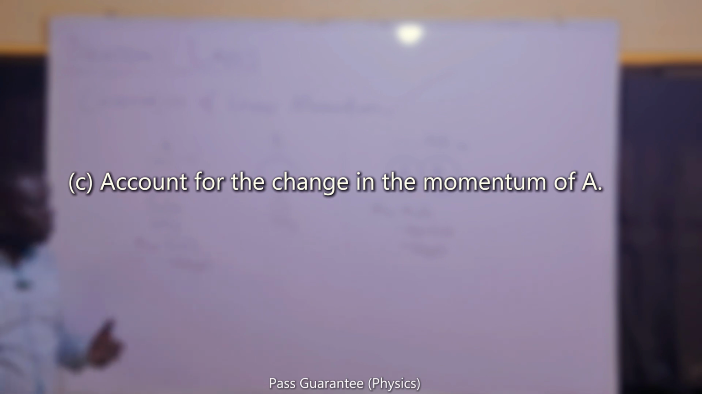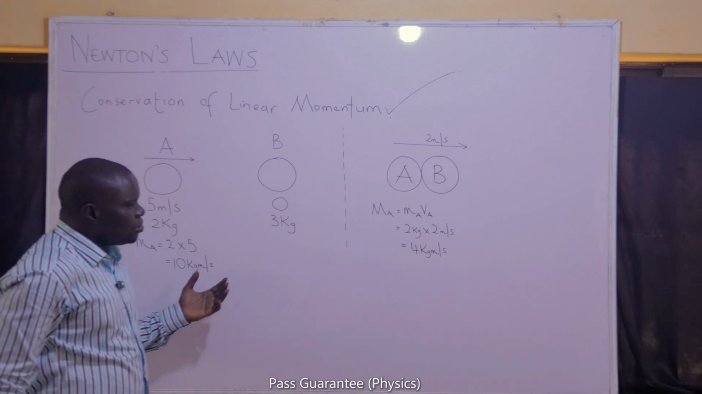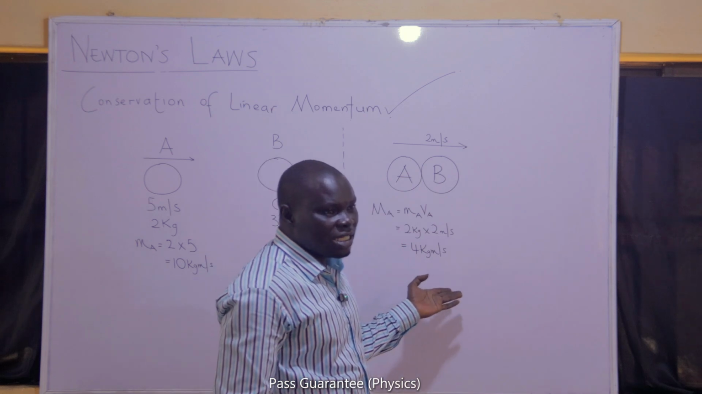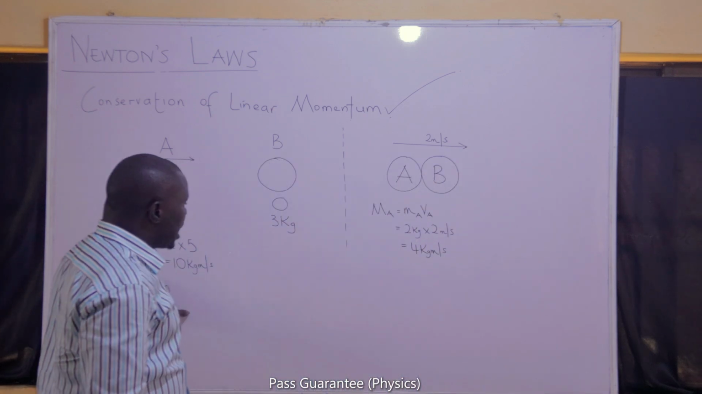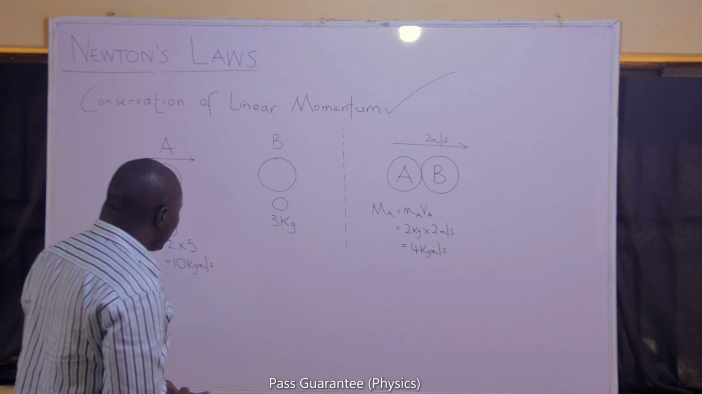Why did the momentum of A change? Initially, the momentum of A was 10. Now, the momentum of A is 4. Where did the remaining 6 go? I think that the remaining 6 must have been given to B. It must have been given to B.